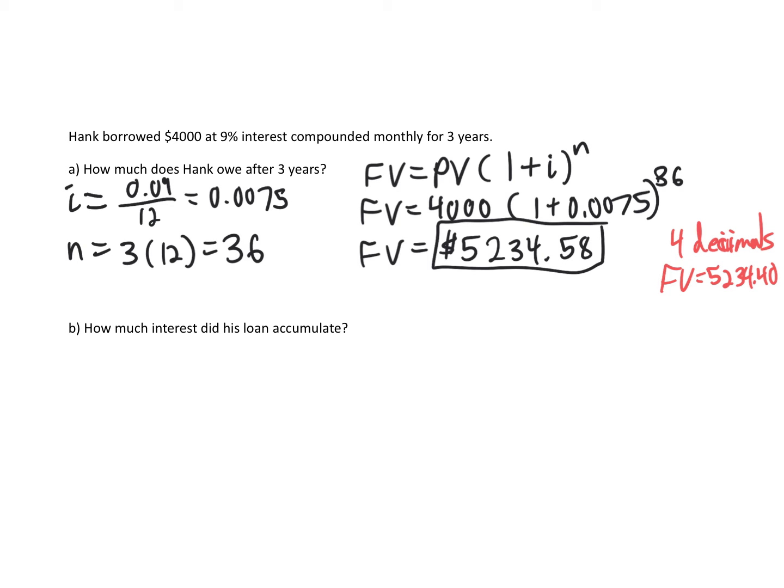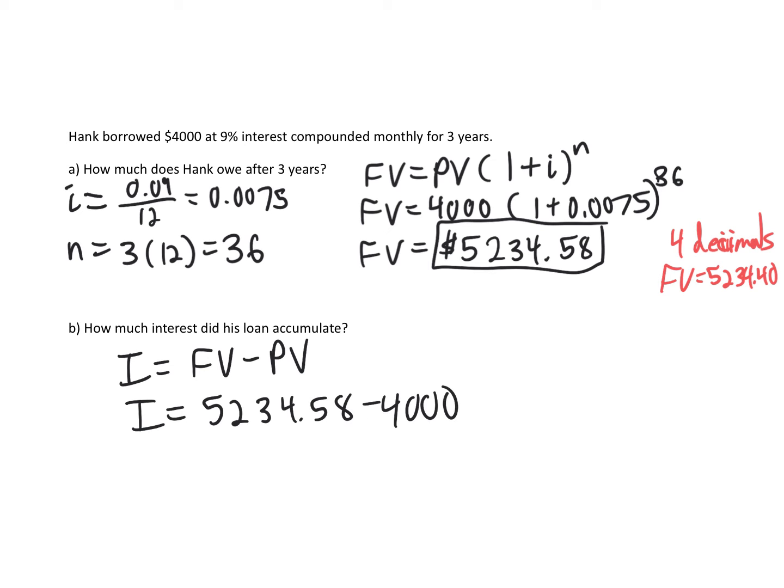Now for part B, it just wants to know how much the interest accumulated. So your interest amount is just your future value minus your present value, which will be the 5,234.58 minus the original 4,000, or 1,234.58.